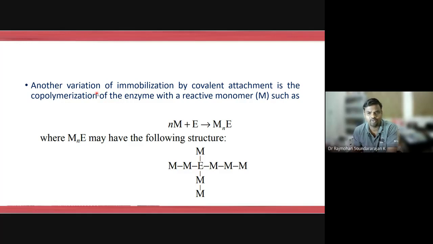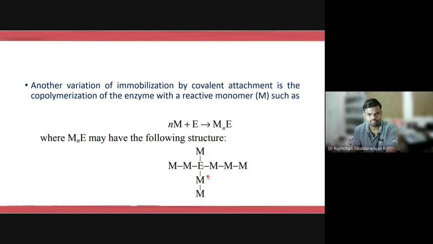We know that if you take any monomer with this enzyme, it can form a polymer. Okay, so that type of immobilization is also being done, because since a reaction is involved, again here it is a covalent attachment. Okay, so you consider a reactive monomer M. If you take nM plus enzyme, it will form a polymer MnE, which may have a structure. It need not essentially be the same way. It may have a structure like this, M M E, and E is surrounded with all the enzymes. Okay, so that structure is one of the structures, that is copolymerization.